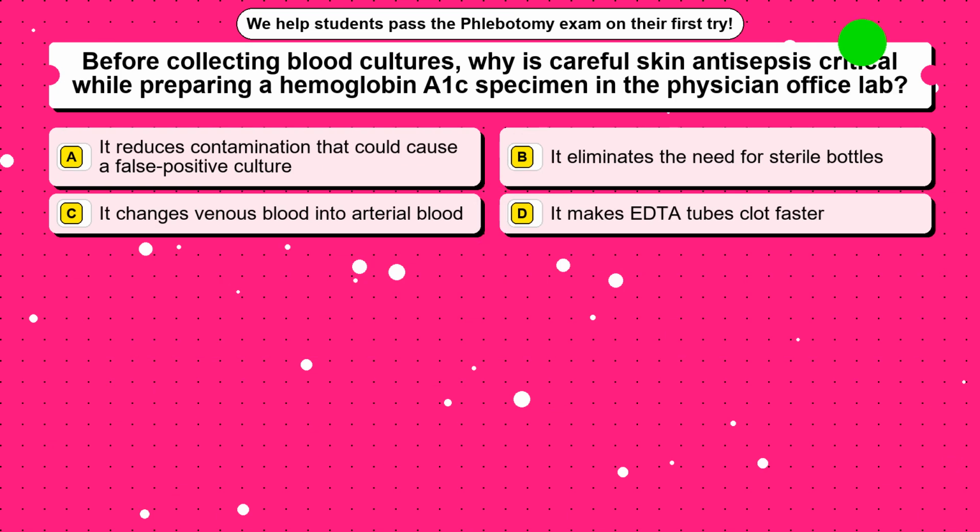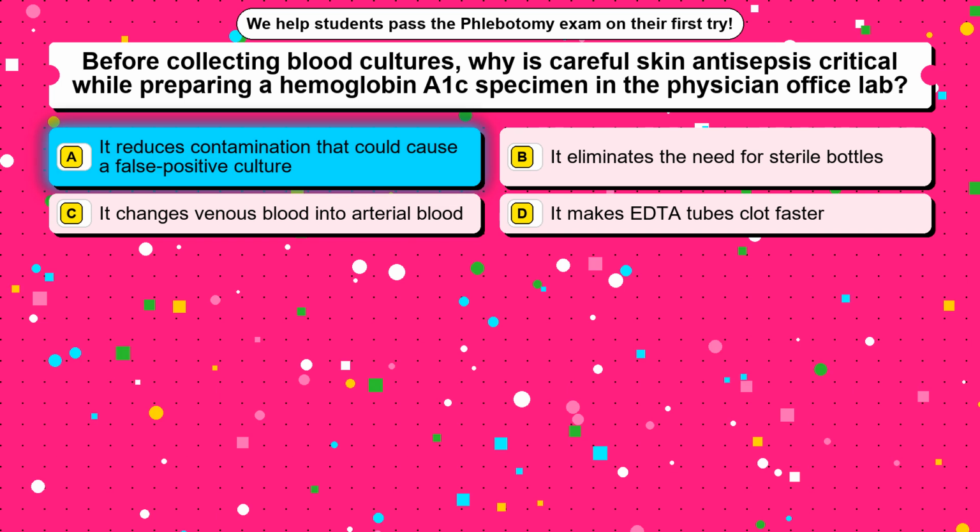Question 50. Before collecting blood cultures, why is careful skin antisepsis critical while preparing a hemoglobin A1C specimen in the physician office lab? Option A, it reduces contamination that could cause a false positive culture. Option B, it eliminates the need for sterile bottles. Option C, it changes venous blood into arterial blood. Option D, it makes EDTA tubes clot faster.